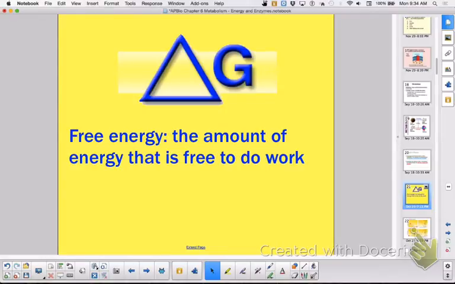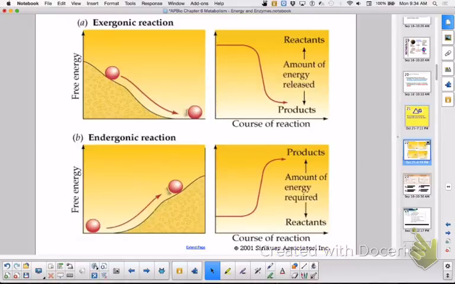All right, let's take a look at this picture right here. You have already learned this. We have already discussed this, so this should be a review. So we have 2 reactions here, exergonic. What do we hear in exergonic? Exit, right? And endergonic, I'm thinking in. I'm measuring the amount of free energy, right?